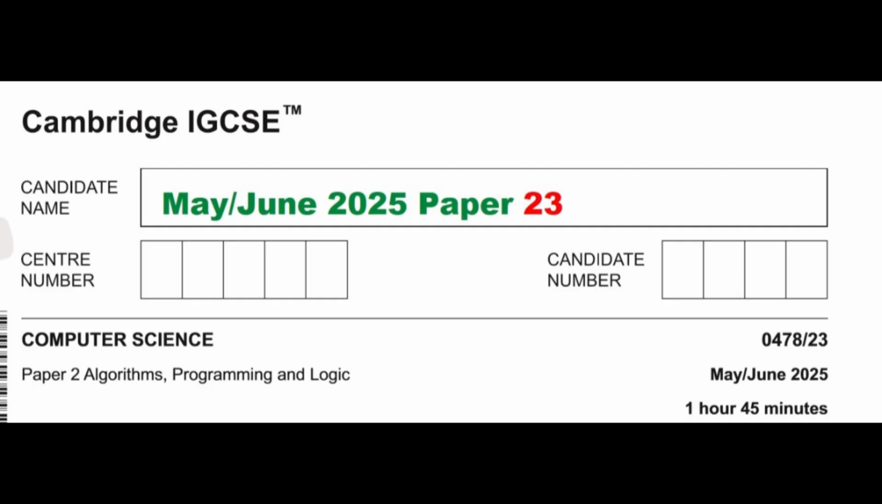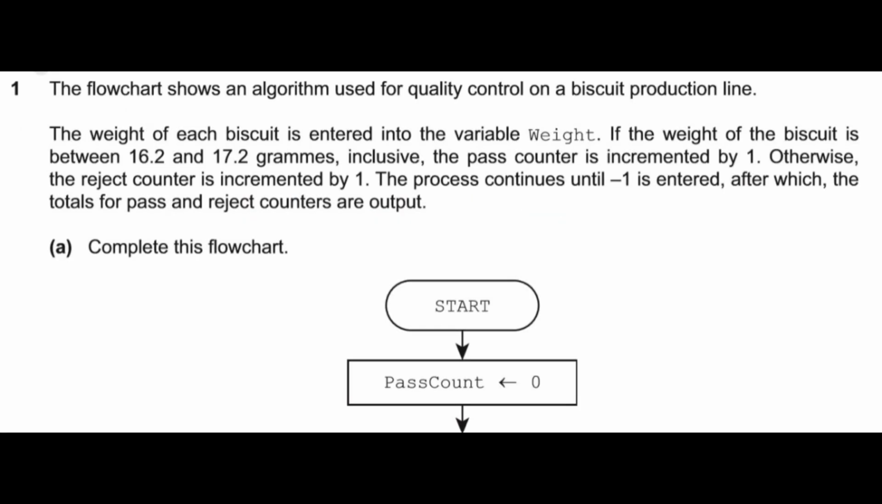So since this is a speedrun session, আমরা directly চলে যাব আমাদের question number 1. The question number 1 says, the flowchart shows an algorithm used for quality control on a biscuit production line. The weight of each biscuit is entered into the variable weight. So we have a variable called weight.